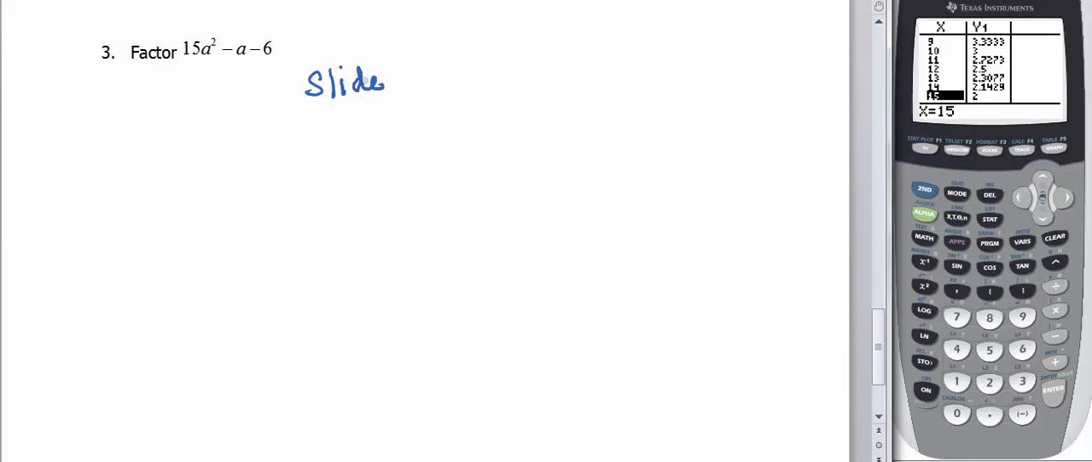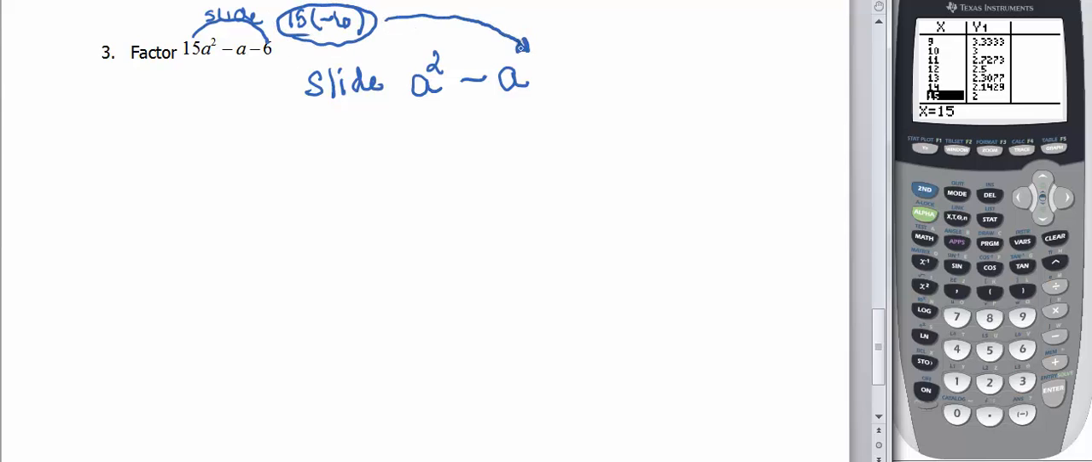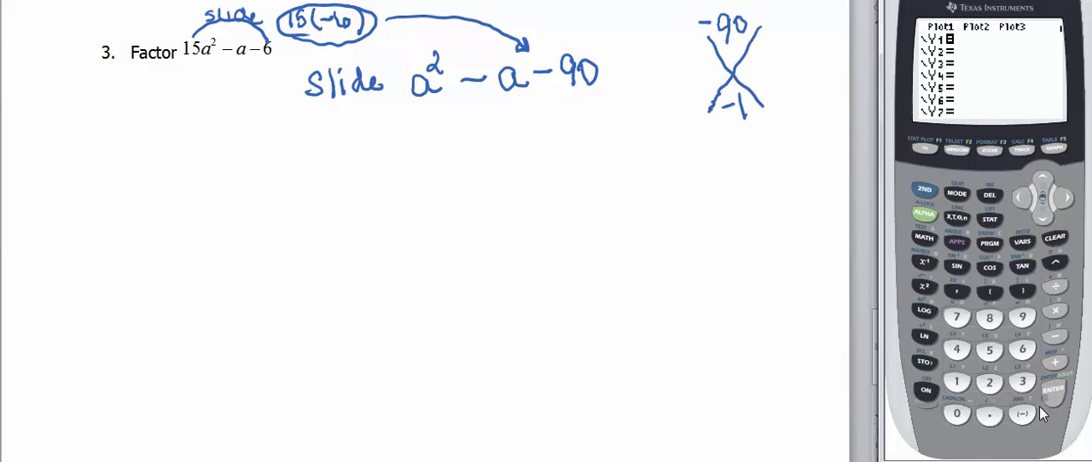So that's going to be 15 times 6, negative 6 actually. So that leaves me then with a squared, because I slid it over, it's no longer there, minus a, and then the 15 times negative 6 gives me a negative 90. And then we are ready to do our x, and I do want to use the calculator one more time. So negative 90, AC divided by x, we're still doing that.